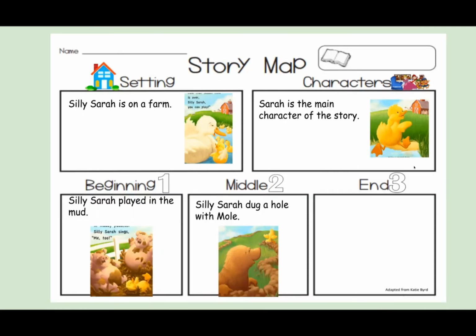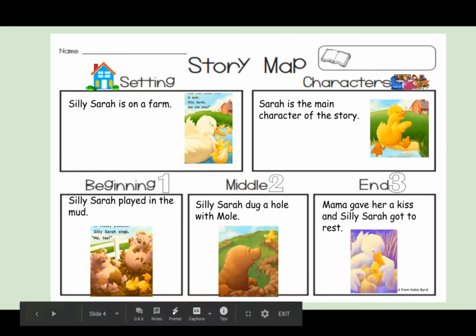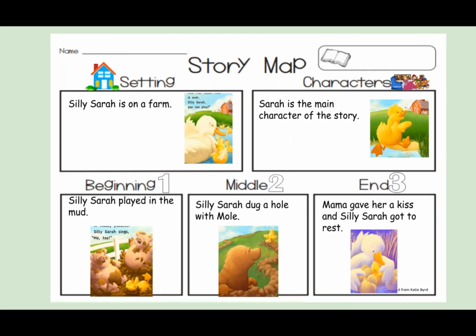Now I can go back to my story map and I can fill out the last chart. I know that Silly Sarah, after playing with other animals, went back to Mama. Mama gave her a kiss and she decided to rest. So I'll fill out the picture and I'll write the sentence. Mama gave her a kiss and Silly Sarah got to rest.